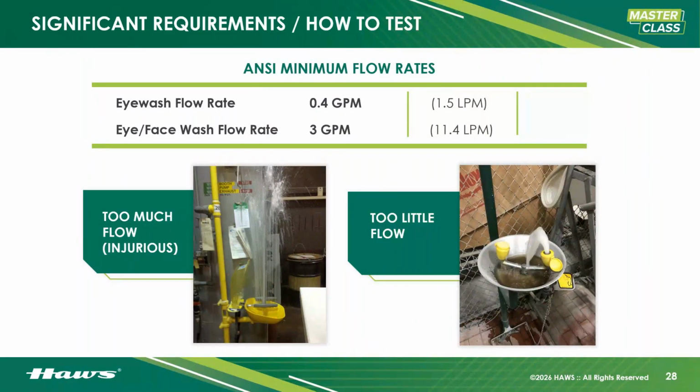And too little, if you don't have enough flow, pick your favorite eye. You're only going to get one or the other, especially in these old bullhorn style eye wash systems. The water path will prefer one over the other. You're not going to have enough flow and pressure to supply both.